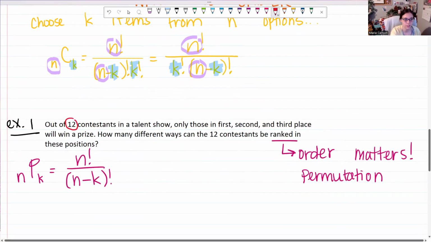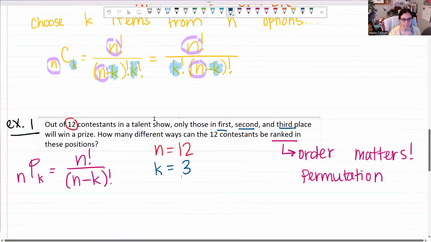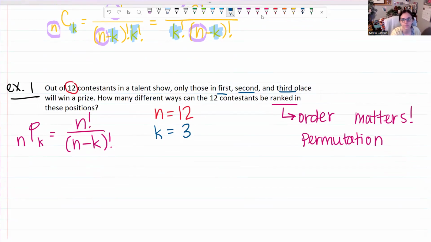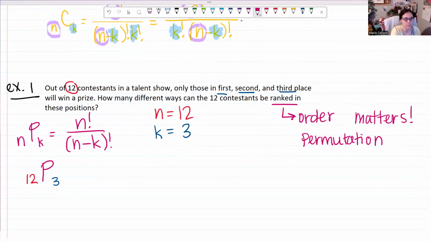Well, we have 12 total contestants, so n is 12. And the amount that we are selecting, we are ranking them in first, second, and third place, so k is 3. So filling in the values to find the permutation, the total number of ways we can rank these contestants: we have 12 contestants that we are trying to rank in first, second, and third, so 3 total positions that we're interested in.